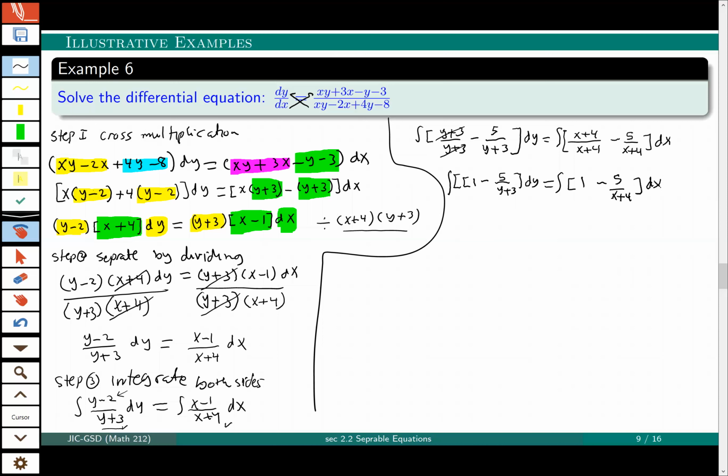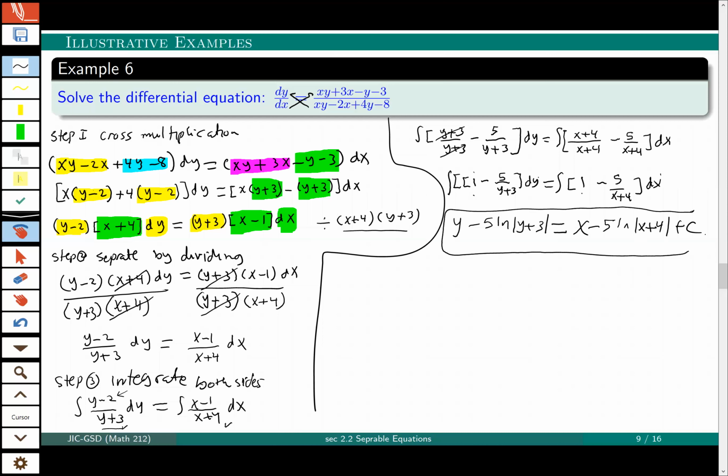Now, when I integrate both sides, this will give me y, because I'm integrating 1 with respect to y, and that's minus 5 ln absolute value of y plus 3. Integrating with respect to x, so integration of 1 will be x, minus 5 ln absolute value of x plus 4. That will be the solution of the differential equation.